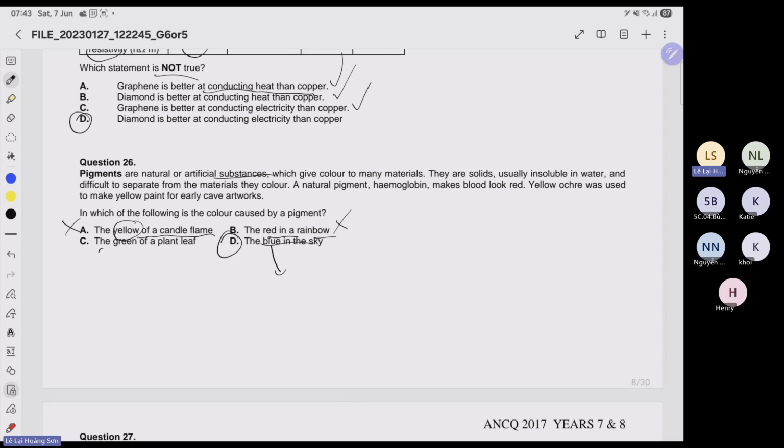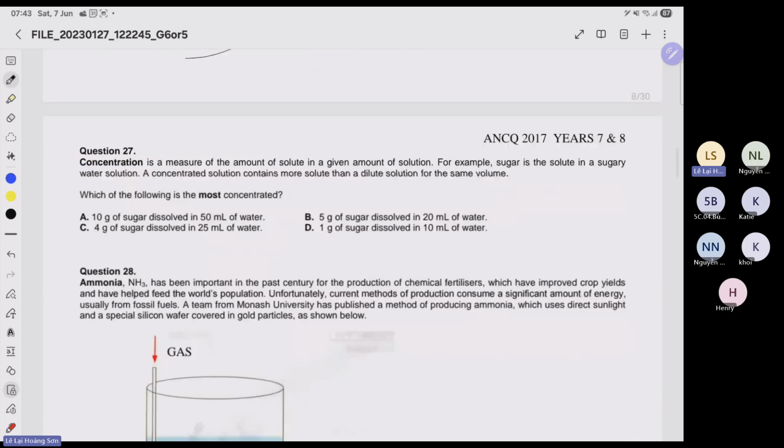So the answer is the green of a plain leaf, and that is because of what we call chlorophyll. I think you probably know what chlorophyll is. Chlorophyll is a pigment inside the trees that will give the tree the color green.